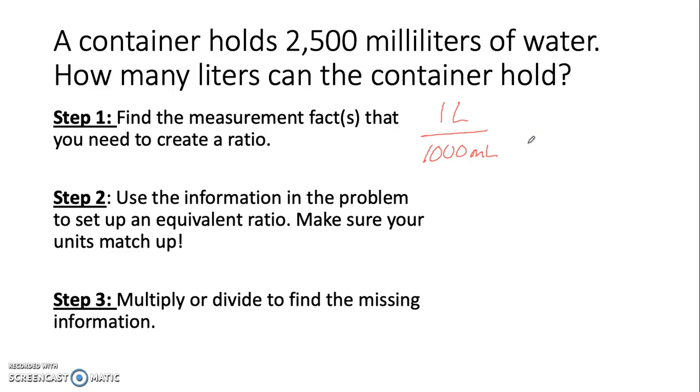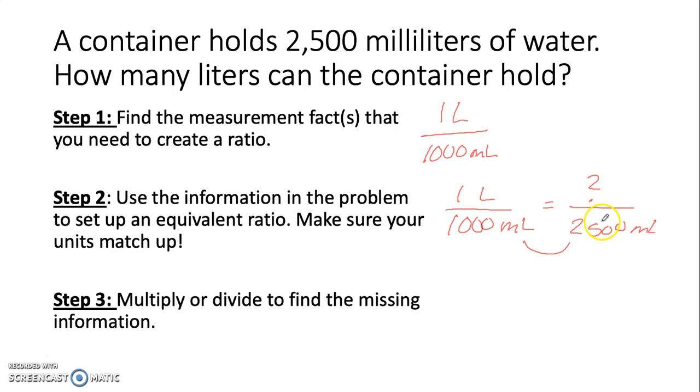Okay, that's step one. I'm writing a ratio with the facts that we know. Step two, we're going to make an equivalent ratio. I'm just going to copy down what we just found. 1 liter is equivalent to 1,000 milliliters. And I'm going to set that equal to, to figure out how many liters, an unknown amount, is equal to 2,500 milliliters. Now, once again, I'm going to ask myself, 1,000 times something is equal to 2,500 milliliters.